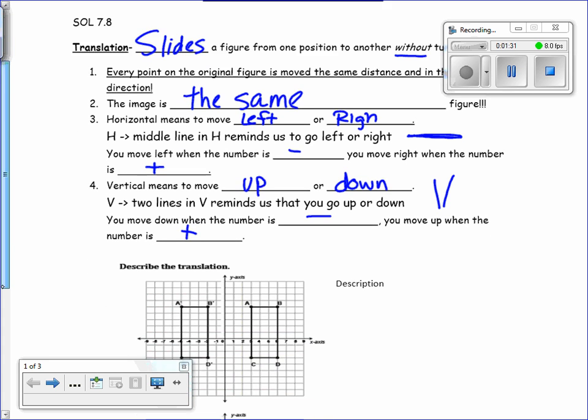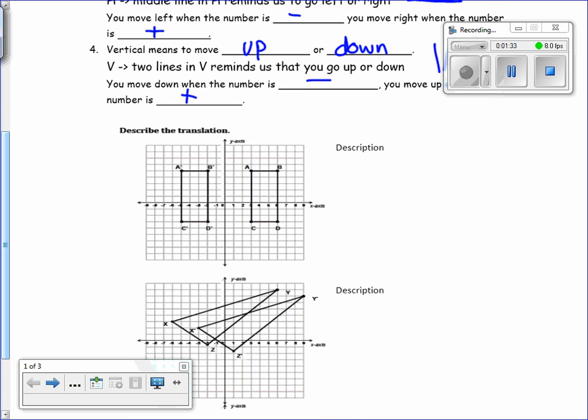So let's go ahead and take a look at a description of a translation. Here we have our original figure, ABCD. It slid horizontally to the left to where we have our new translated figure, A'B'C'D'. Okay, it's not a reflection because this one is not the same distance from the y-axis that the original one was. That's why we call it a translation instead.